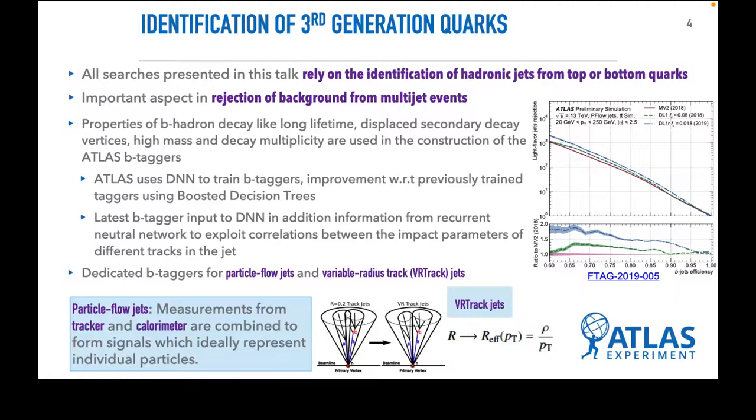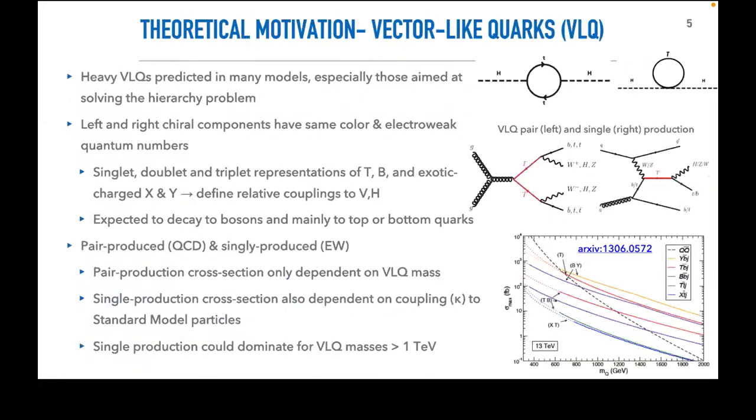As well, the latest b-taggers are also input to the deep neural network. In addition, information from the recurrent neural networks to exploit correlation between the track impact parameters in the jets. So this is then the blue line. There are dedicated b-taggers for particle flow jets, which use measurements from the tracker and the calorimeter, and variable radius track jets, which just use tracks and have a variable radius, but which was also already presented by Jan Lim. So if you go to the next slide, to slide 5.